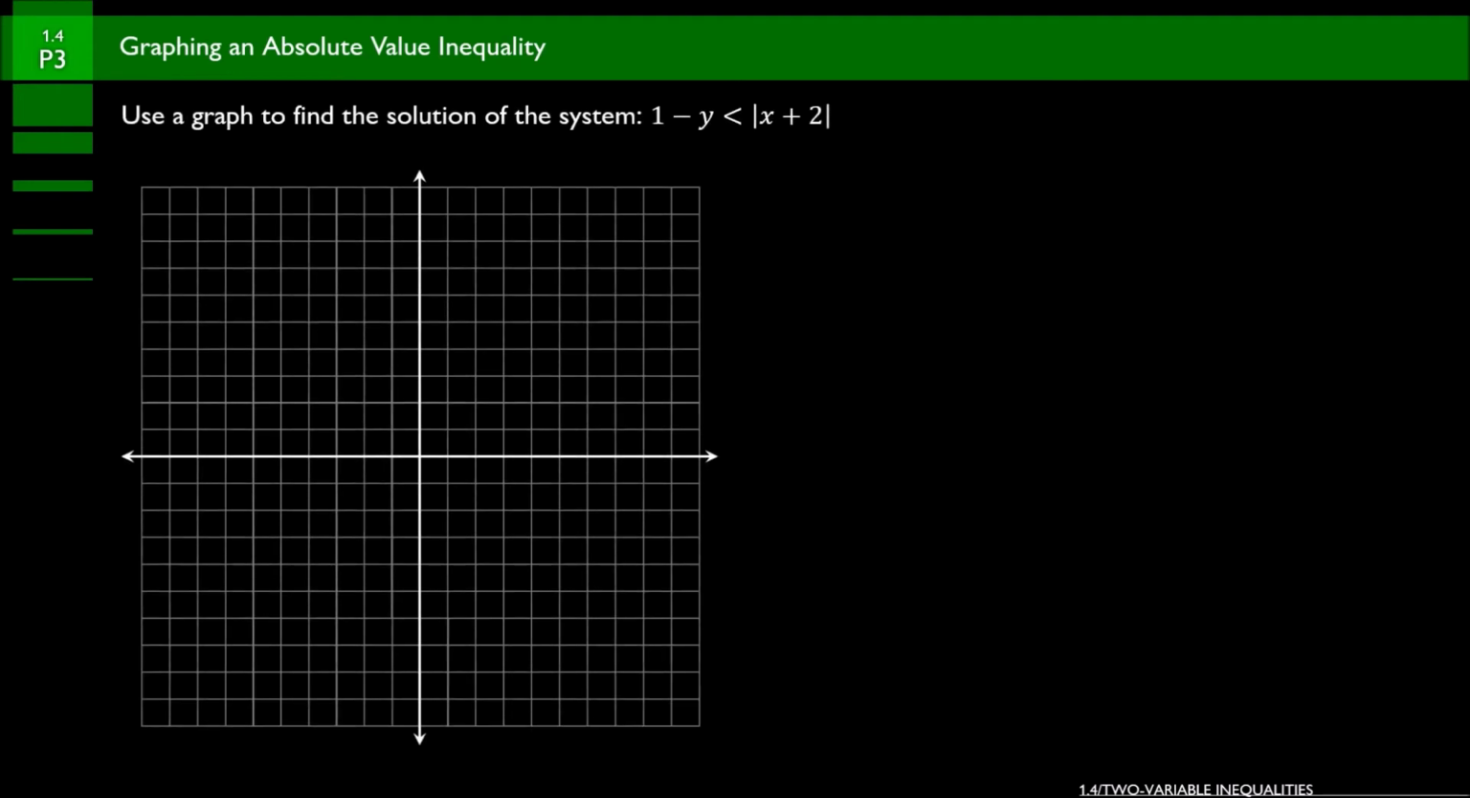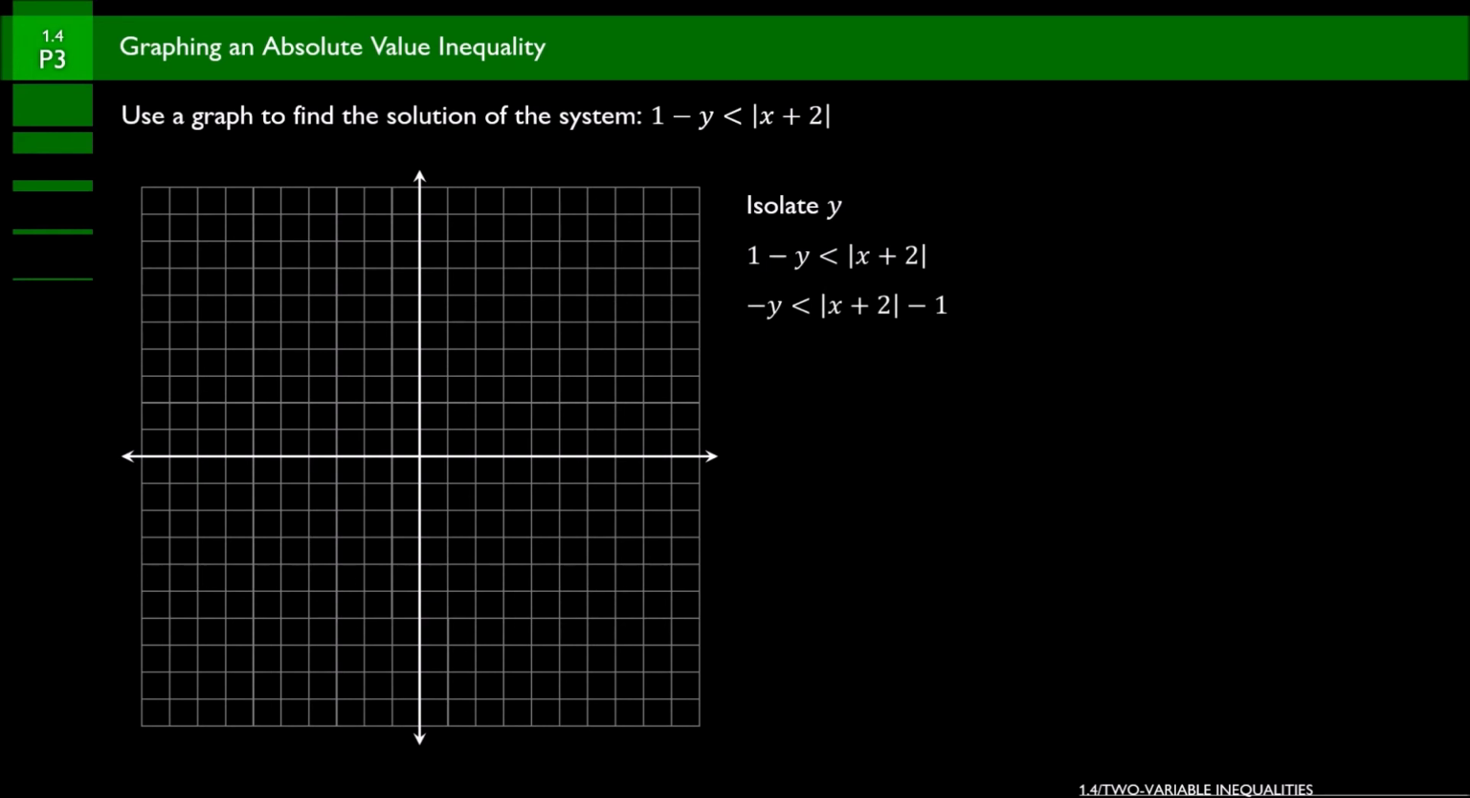In problem number 3, we're going to combine what we know about graphing inequalities with absolute value inequalities. So use a graph to find the solution of the system. 1 minus y is less than the absolute value of x plus 2. So isolate y, and we're going to subtract 1 from both sides. That leaves us with negative y is less than the absolute value of x plus 2 minus 1.